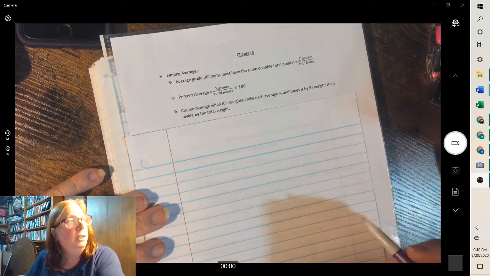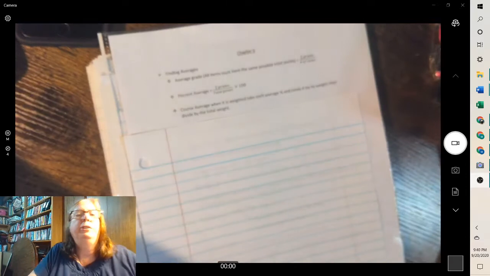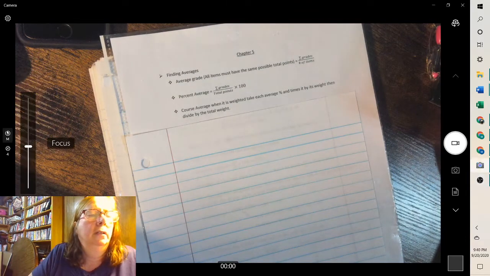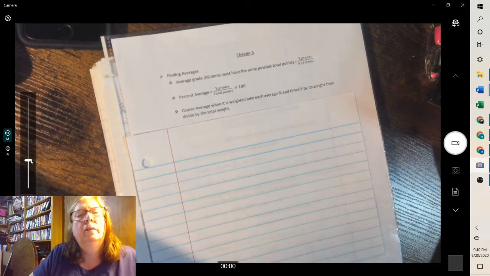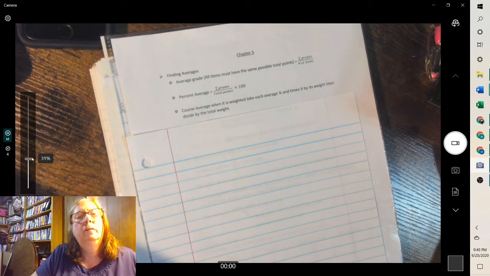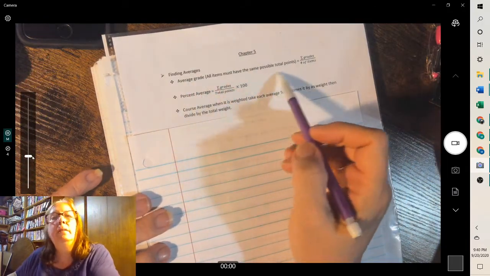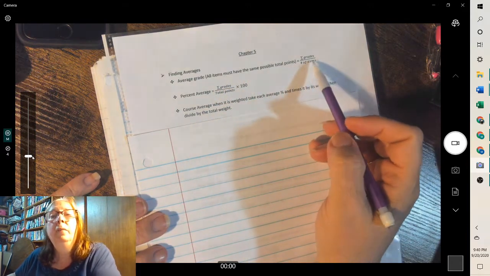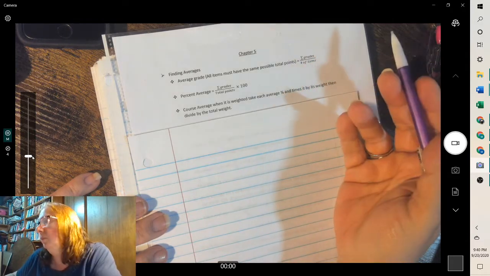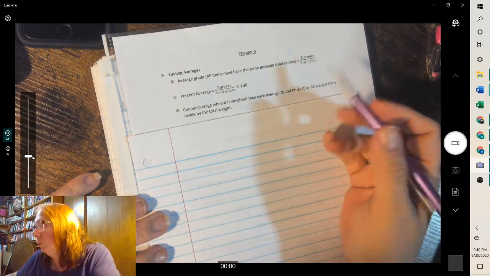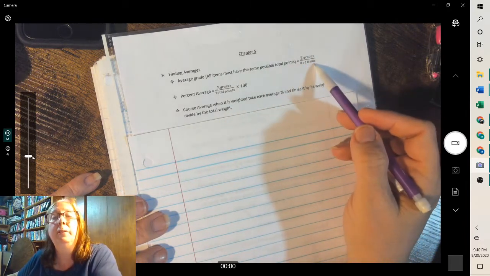Today we're going to cover Chapter 5. So for Chapter 5, finding averages, when you're finding the average of a grade, and this is if all the points are the same, then you can add all of them up and divide by how many there are. So that's if our labs were 10 points each or 20 points each, you could add up all your scores and divide by how many there were if all of them are the same value.